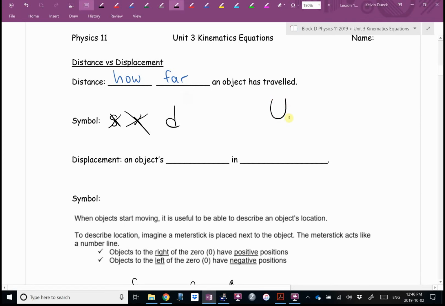What are the preferred units for distance? Meters. Sometimes we'll use kilometers, especially if we're looking at cars, because cars' speeds are typically given in kilometers per hour, but for the most part, meters. Displacement. That's an object's change in position.